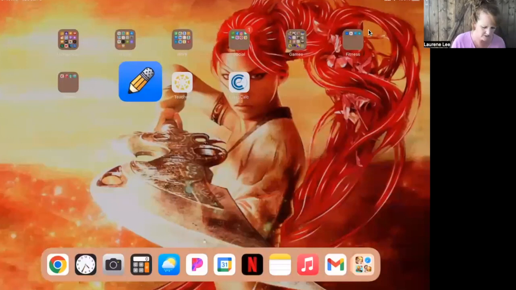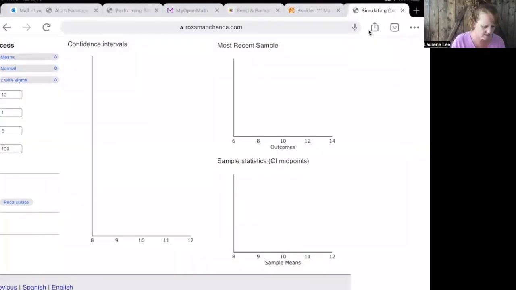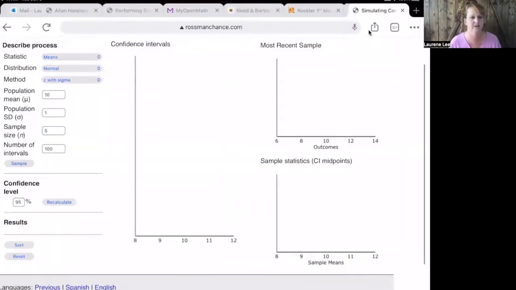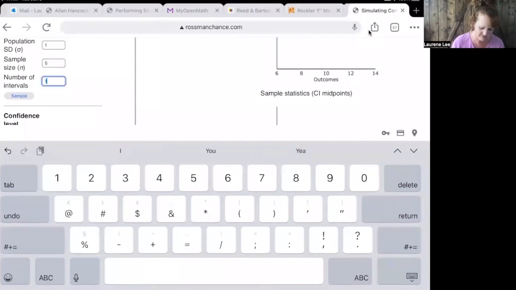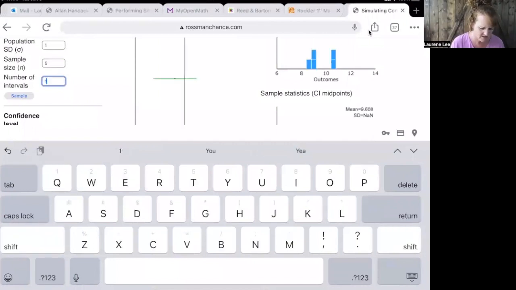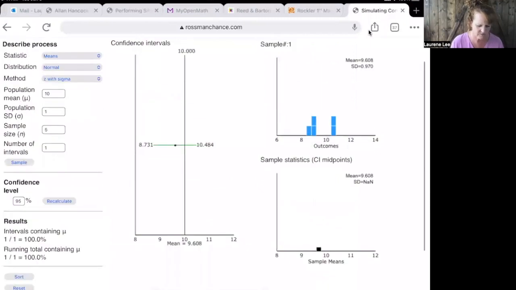Okay, so let's go over here. This is a simulator of confidence intervals. I've set this so that the population mean is 10, standard deviation is 1, and a sample size of 5. You can set that for whatever, but what I want to show you is if I pick one sample, calculate one X bar and create one confidence interval, the number of intervals I want to map here is 1. Okay.